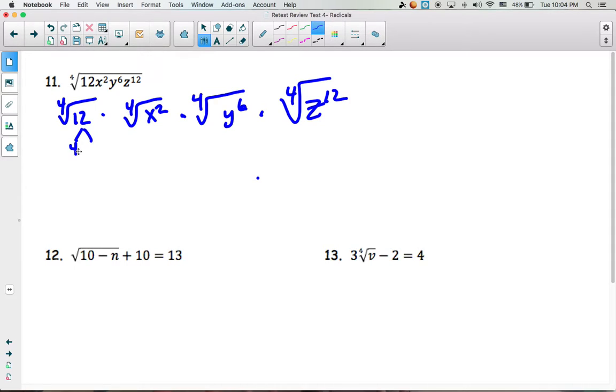So 12 is 4 times 3. 4 is 2 times 2. Now for a number to leave the 4th root, there must be 4 of the same number. I have a 2, a 2, and a 3. There are not 4 of the same numbers, so I cannot simplify this radical. So I'm going to leave it as the 4th root of 12.